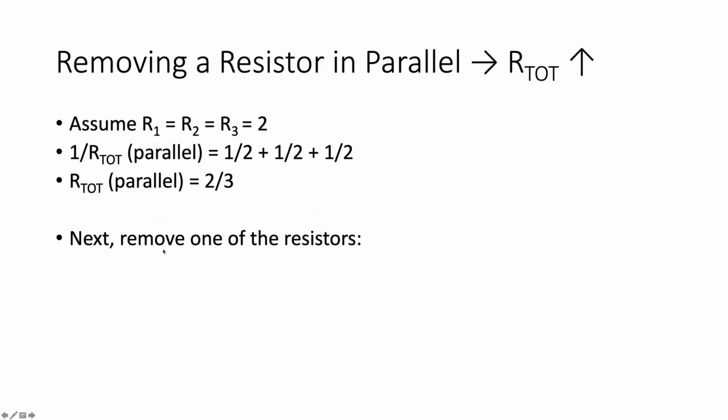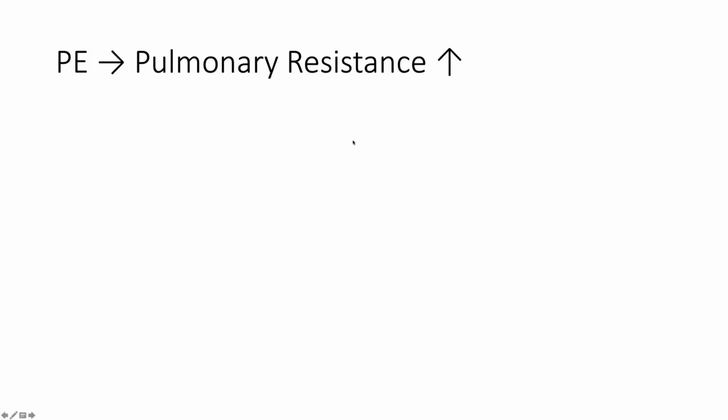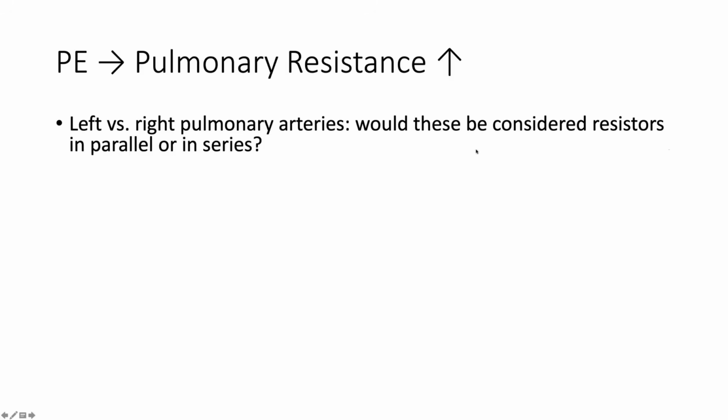We agree? Now, let's say that we remove one of the resistors. Now we've taken out R3, let's say. Now it's just 2 resistors. 1 over R total equals 1/2 plus 1/2. But what do you know? The total resistance is now 1. It's one of those weird things, because I haven't really thought about reciprocals for a really long time. But do the math, prove to yourself that removing a resistor in parallel will increase the total resistance. Great.